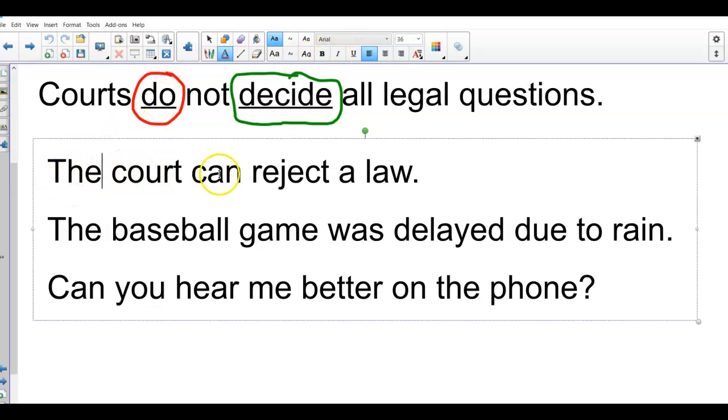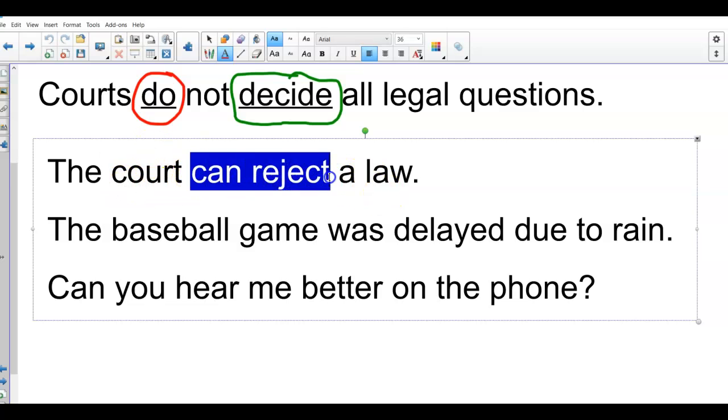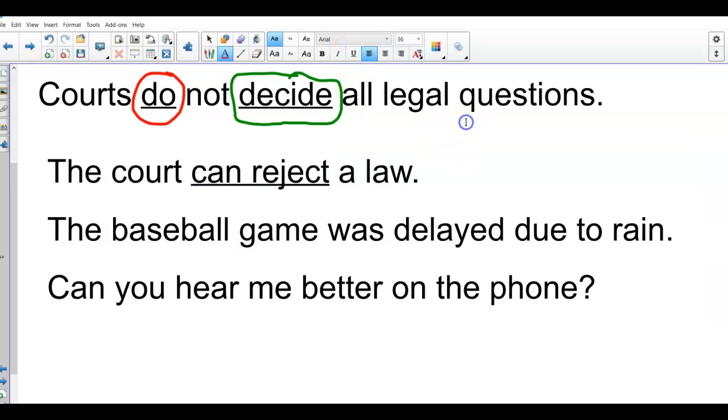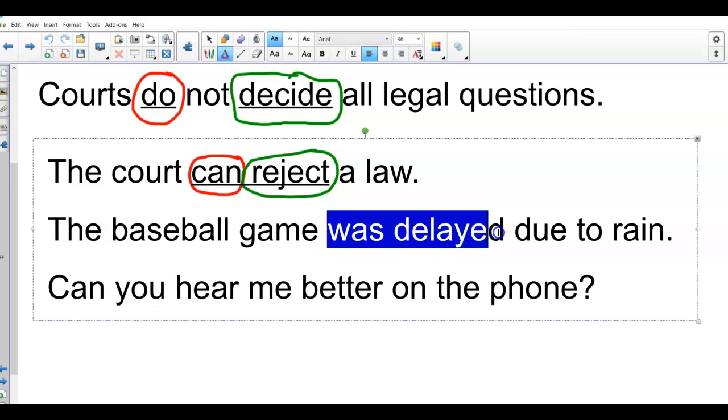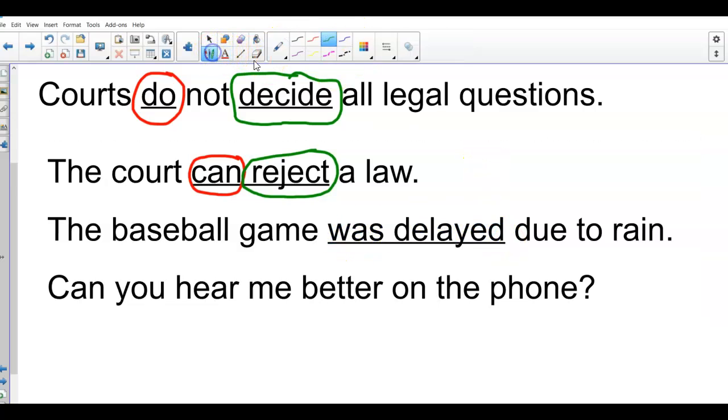So I'm going to look, the court can reject a law. The court can do what? It can reject. So here's my verb phrase. Now I need to go grab my red marker, and can is the helping, reject is the main. For the second one, the baseball game was delayed due to rain. The baseball game was what? Was delayed. So I'm going to underline my verb phrase there. Was is my helping, and delayed is my main.